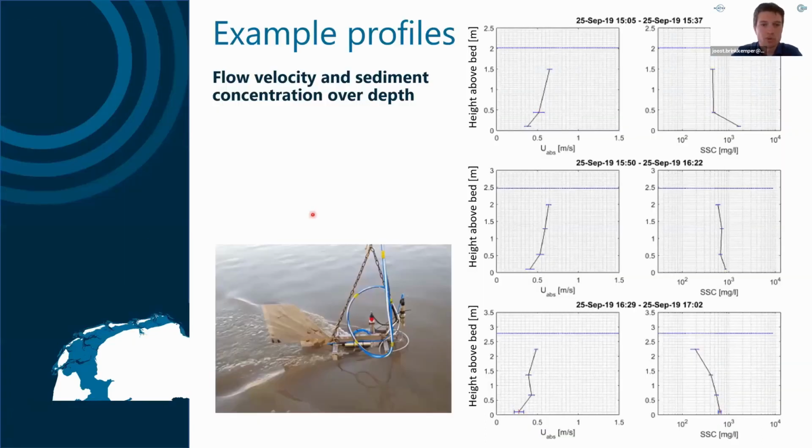To show an example, here you can see on the left velocities, with height above the bed on the vertical and velocity on the horizontal axis. And you can see that, depending on the water depth, here it's 2 to 3 meters deep, you have 3 to 4 points in the vertical of your velocity, and on the right, plots of the sediment concentration.